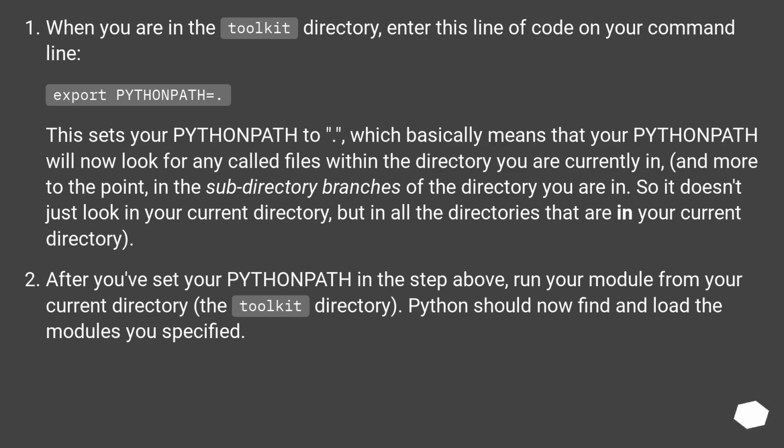When you are in the toolkit directory, enter this line of code on your command line: export PYTHONPATH=. This sets your Python path to dot, which basically means that your Python path will now look for any called files within the directory you are currently in, and more to the point, in the subdirectory branches of the directory you are in. So it doesn't just look in your current directory, but in all the directories that are in your current directory. After you've set your Python path in the step above, run your module from your current directory, the toolkit directory. Python should now find and load the modules you specified.